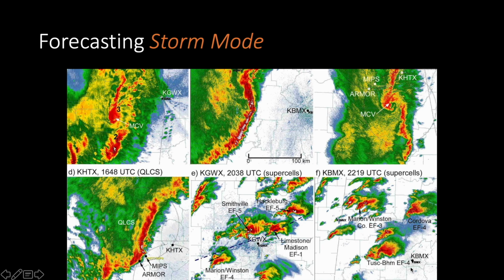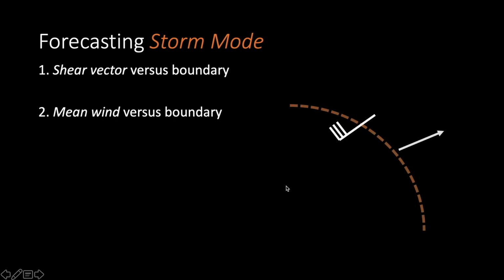So before we get into forecasting supercells, we need to have a quick little chat about how to forecast storm mode. I know that's not the snazziest topic here, but we need to know when we're not going to get this so that we know when we're going to get this. And there are two main facets that I use while I'm forecasting storm mode, and that is the shear vector versus your boundary here, and your mean wind versus the boundary. Even though they sound roughly the same, they actually do some pretty different things.